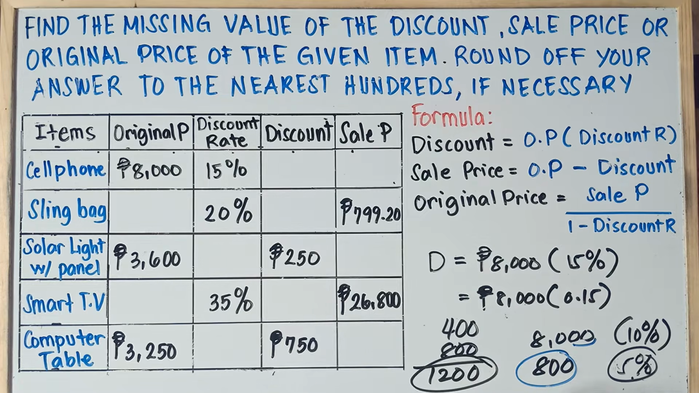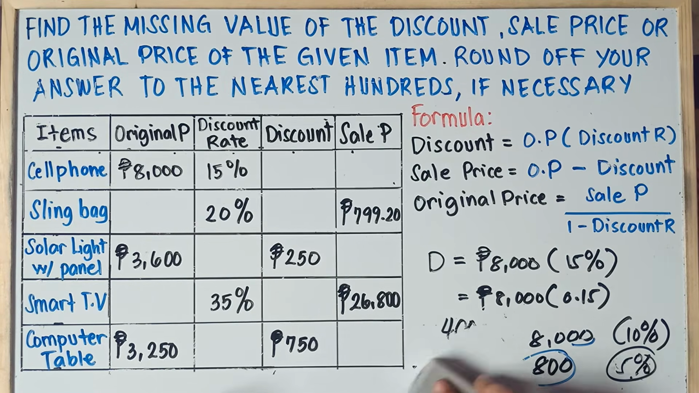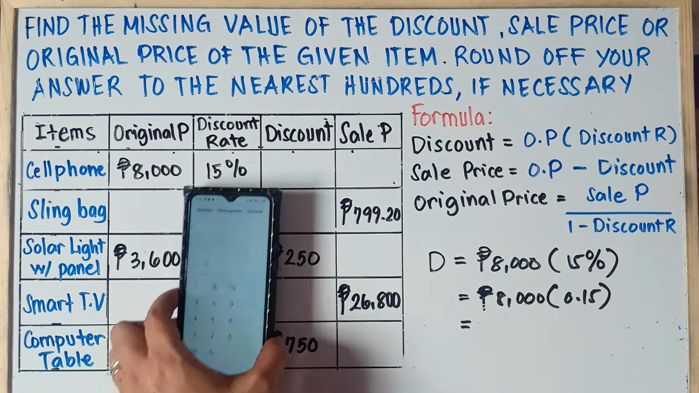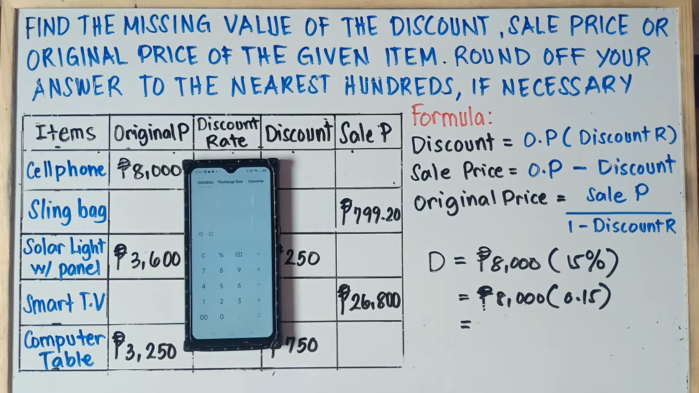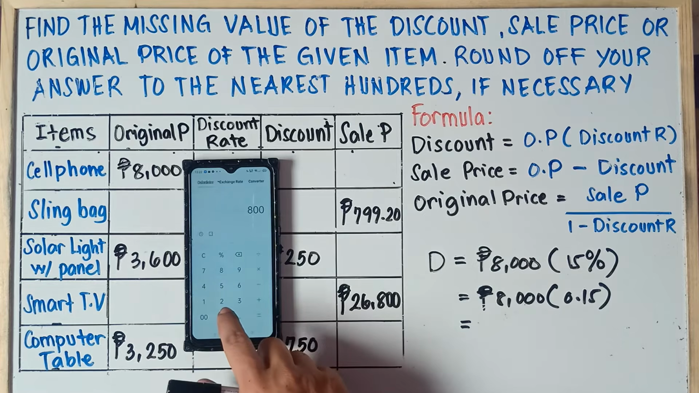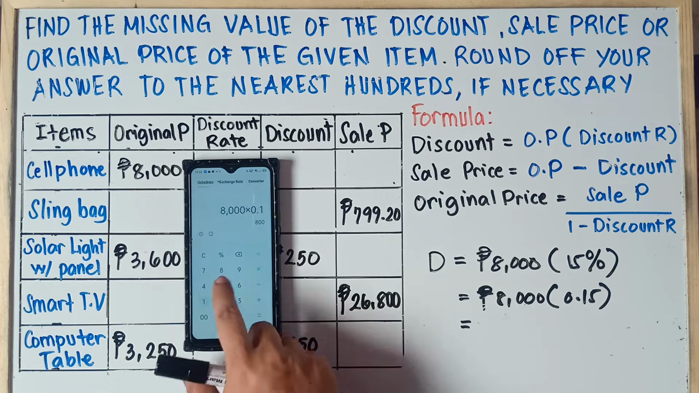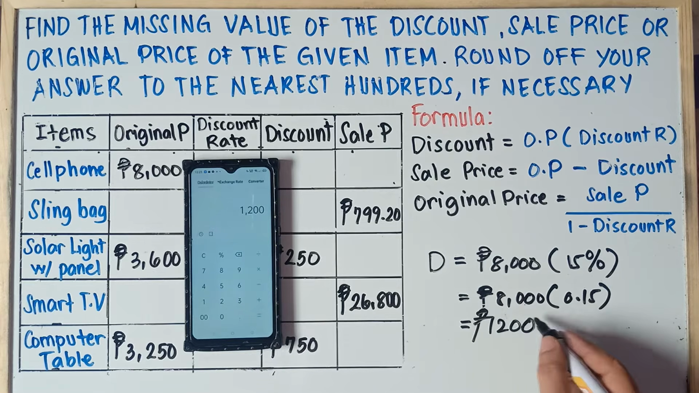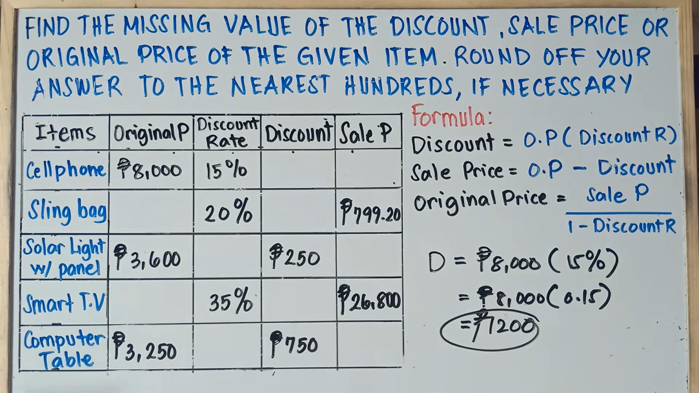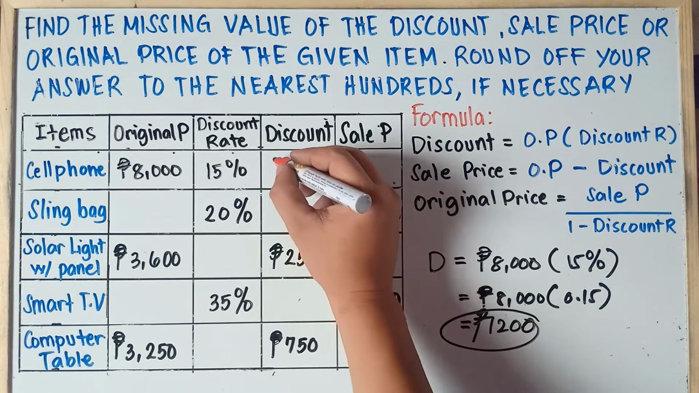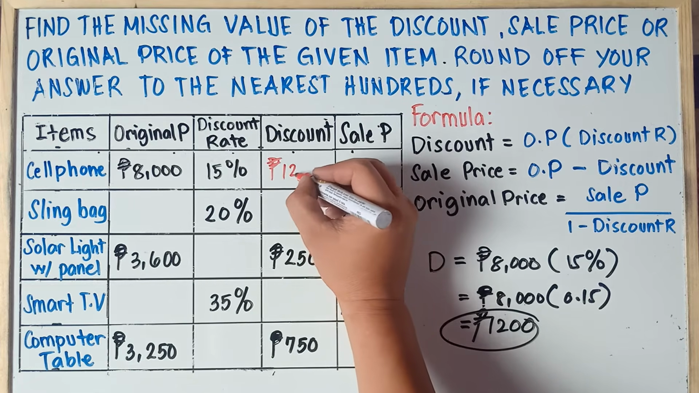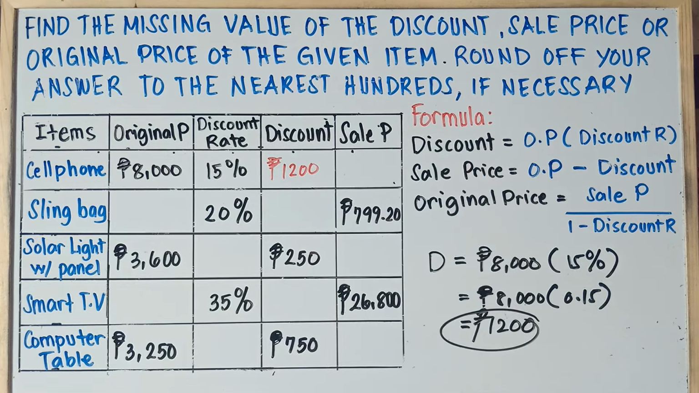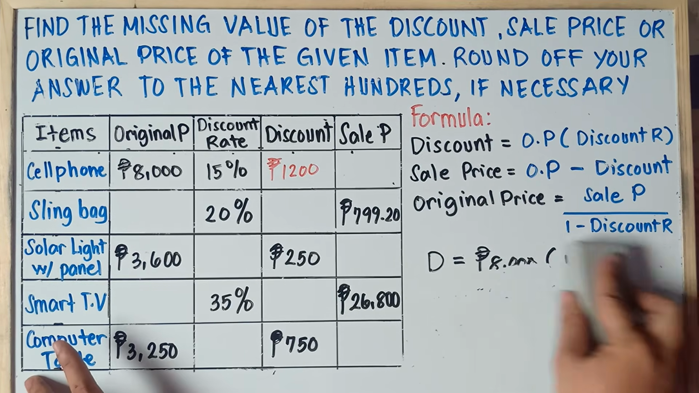Because there are some teachers, class, that will not allow you to use calculator. But if you use your calculator, let's check if you get the same answer as a while ago. 8,000 times 0.15. Yup, that's 1,200 pesos. Alright, so the answer for this one, for the discount, is 1,200. I hope you get that one, class, for the shortcut a while ago.